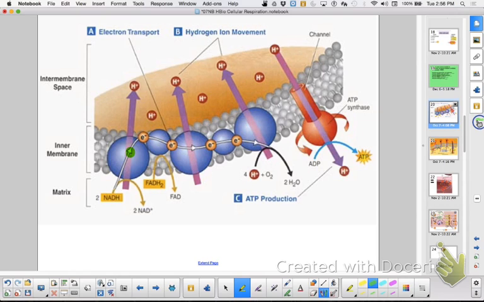Okay, what else? Yes? So does the ETC kind of combine with the Krebs cycle? It doesn't. The Krebs cycle is taking place here, in your matrix area. But in the process of doing the Krebs cycle, you generate a lot of NAD. Those NAD then are right there next to that membrane, and they start that process going.